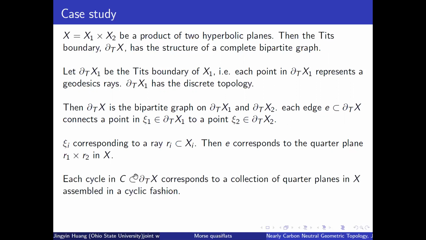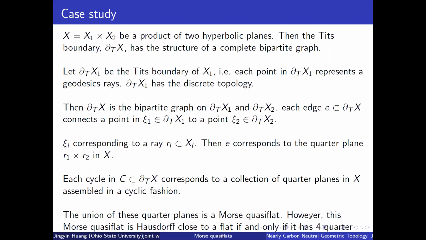Now let's take a cycle inside the T boundary of X. Basically, it's a cycle in this complete bipartite graph. Then it's made of a sequence of edges. That means the cycle is going to correspond to a collection of quarter planes in X, assembled in a cyclic fashion. So adjacent quarter planes are going to intersect closely along one of their boundary components. And it turns out that the union of these quarter planes actually forms a Morse quasiflat. And then it's clear that most of these Morse quasiflats cannot be close to a flat.